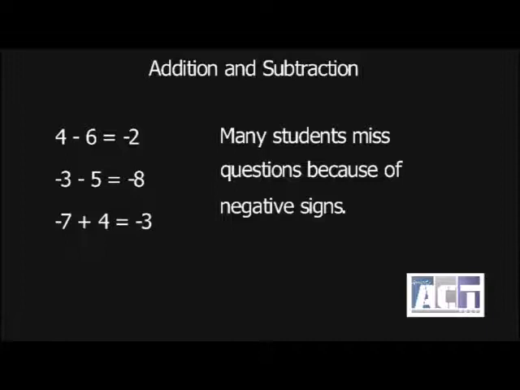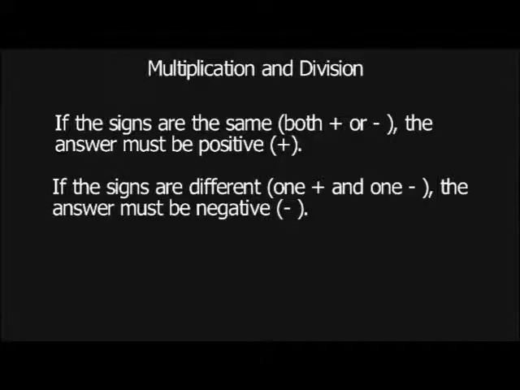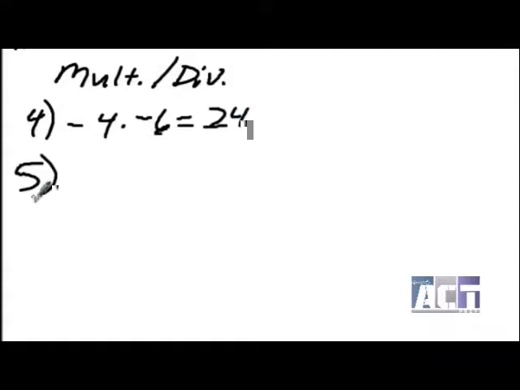Now let's talk about multiplication and division of these kinds of numbers. What you mainly need to keep in mind when you multiply and divide integers, positive and negative numbers, is the fact that if the signs are the same, the answer is positive. If the signs are different, the answer is negative, such as if you take negative 4 times negative 6, you get a positive 24. If you take negative 12 divided by negative 6, you get positive 2.